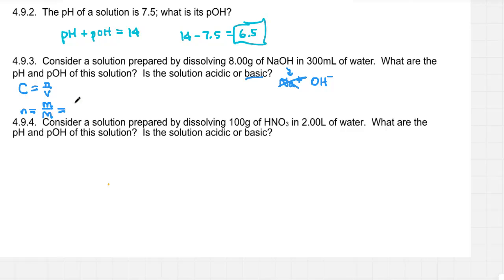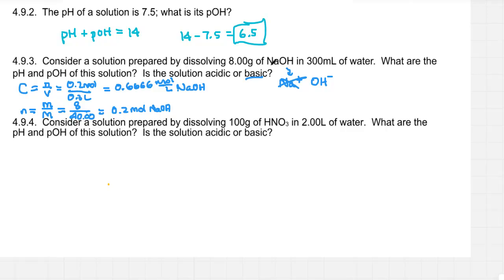Here, our mass is 8 grams of NaOH. The molar mass of NaOH is exactly 40. I know this from long practice. Check me if you're not sure. 8 divided by 40 gives 0.2 moles of NaOH. The concentration of NaOH is number of moles divided by volume, so it's 0.2 moles divided by 300 ml, which is 0.3 liters, gives 0.6666 and so on forever moles per liter NaOH.